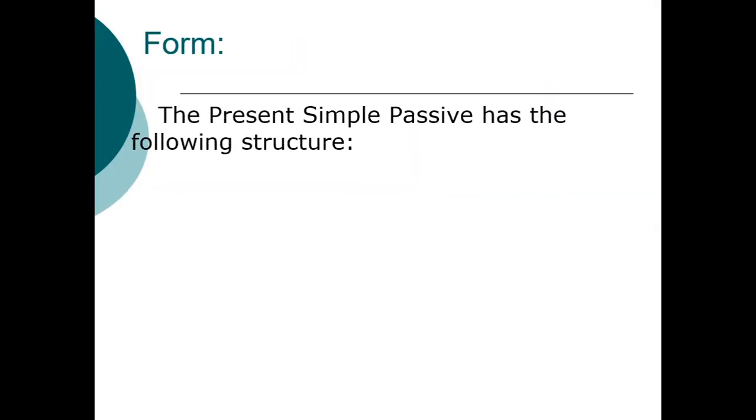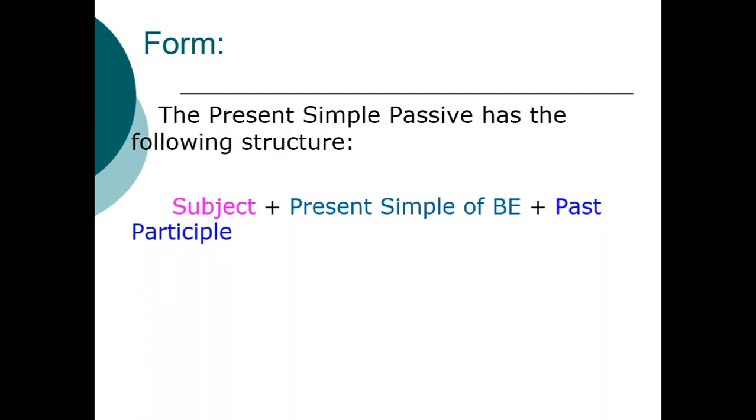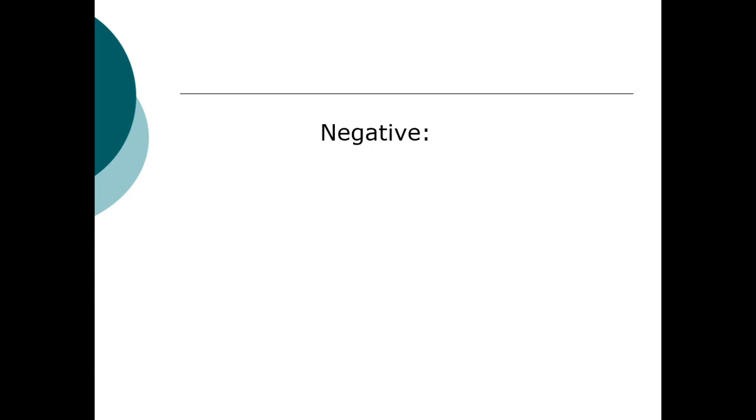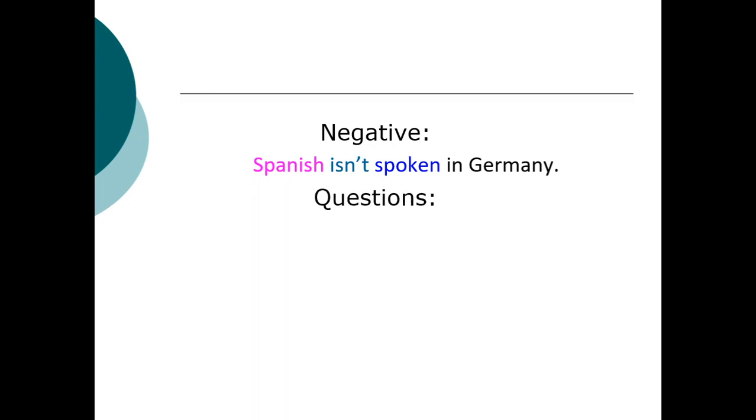Now, let's focus on form. The present simple passive has the following structure: subject plus present simple of the verb to be and past participle. Positive form is as follows. Look at example. Spanish is spoken in South America. When we want to make a negative statement, Spanish isn't spoken in Germany. And when we want to put the questions, is Spanish spoken in South America?